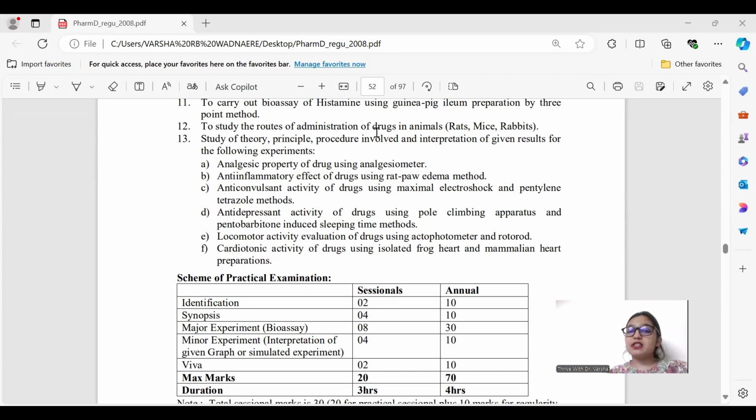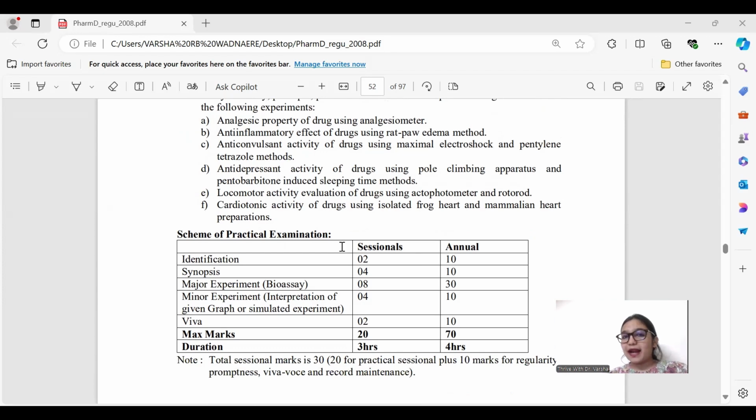That is, study the theory, principle, and procedure involved in interpretation of given results for the following experiments. Majorly, you do not handle animals like that until and unless you get approval and you are performing some research. So they show all these experiments, that is the 13th experiment from A to F, on the software on your PCs. They show you those experiments getting performed on animals, and you have to learn that through the PC and take down those notes, and during synopsis they might ask you this, as well as in viva.